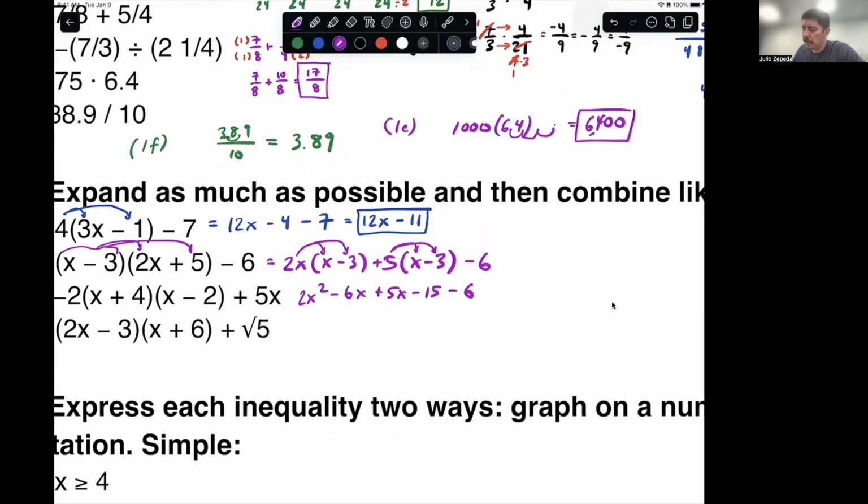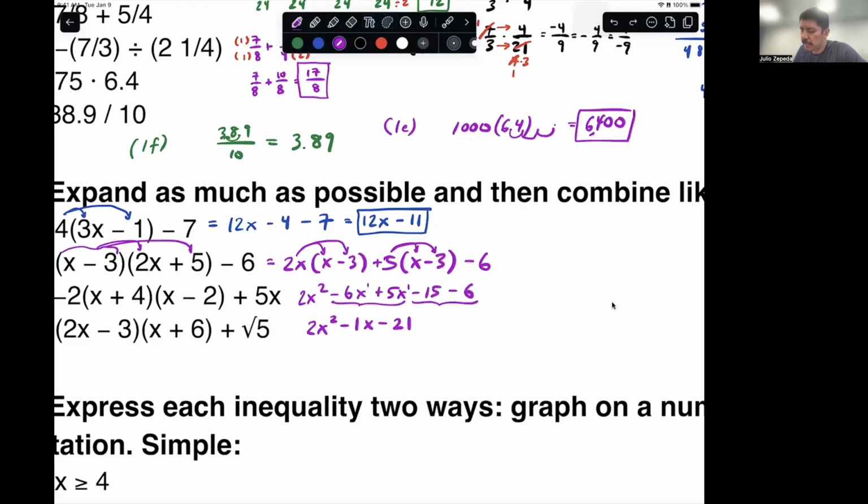Combining like terms, here we have like terms of negative 6x and positive 5x. Those are like terms because they have the same variables with the same exponents. And then negative 15 and negative 6 don't have variables. So those are just constants, so those are like terms as well. So if we combine those, we get negative 1x minus 21, and that's our answer. We can't combine any further.